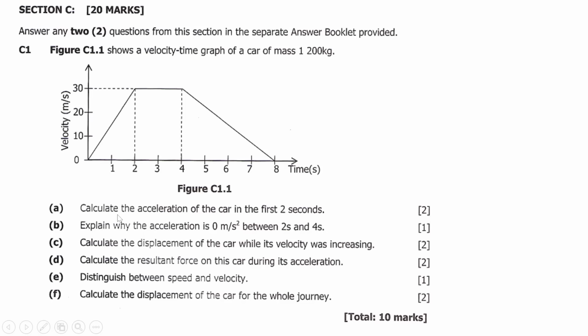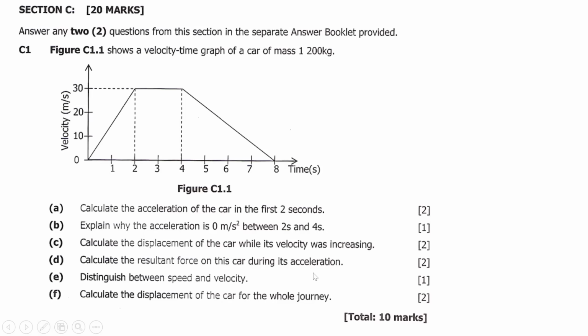Then they are saying A, calculate the acceleration of the car in the first 2 seconds. B, explain why the acceleration is 0 meters per second squared between 2 seconds and 4 seconds. Then C, calculate the displacement of the car while its velocity was increasing. Then D, calculate the resultant force on this car during its acceleration. Then E, distinguish between speed and velocity. Then F, calculate the displacement of the car for the whole journey.